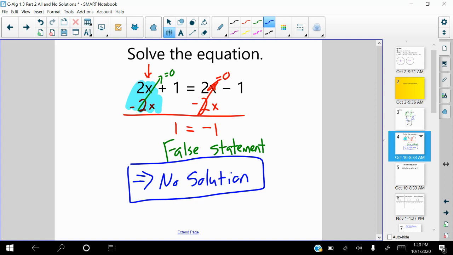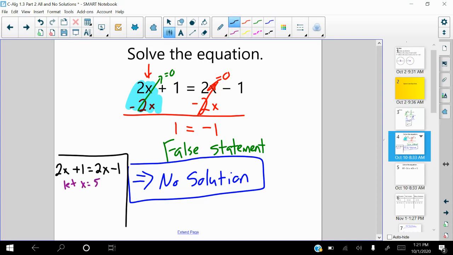That means no matter what value of x, or whatever value of our variable, we try to substitute into these equations, it's never going to yield a true statement, right? So for example, if I wanted to just do a quick one, I have 2x plus 1 is equal to 2x minus 1. Let's say x is equal to 5.